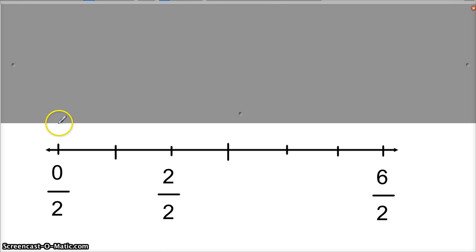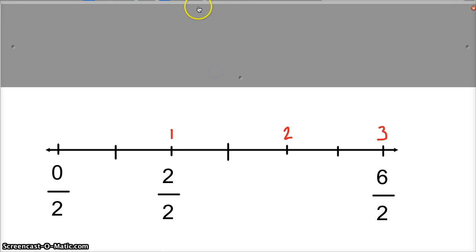So I mean, 0 halves is the same as 0. 2 halves is the same as 1. Then I would go 4 halves, so there's 2, and 6 halves, which is 3. So I have my whole number equivalents of what 2 halves equals. Now I want you to use arrows to show me what 2 halves plus 2 halves would look like. So I have 2 halves plus 2 halves. Okay, now I want you to add one more 2 halves to that and show me where you end up with that.